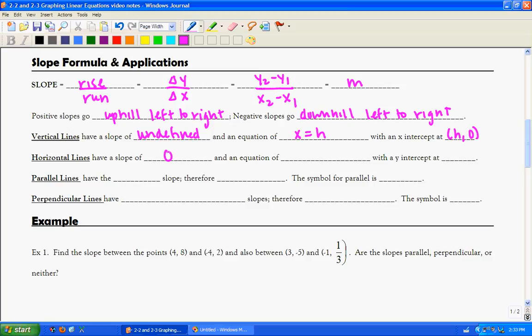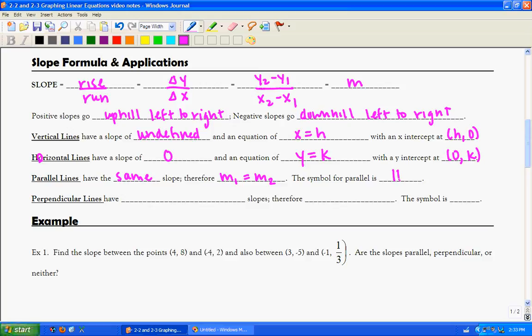Horizontal lines, on the other hand, have a slope of 0. The way I remember that is the word horizontal has an O in it, and the equation would then be y equals a number, or y equals k. And so the y-intercept then would be at (0, k). Parallel lines have the same slope. Therefore, the slope of one equation, or m sub 1, would equal the slope of another equation or line, which is m sub 2. And the symbol for parallel is your two sticks side by side.